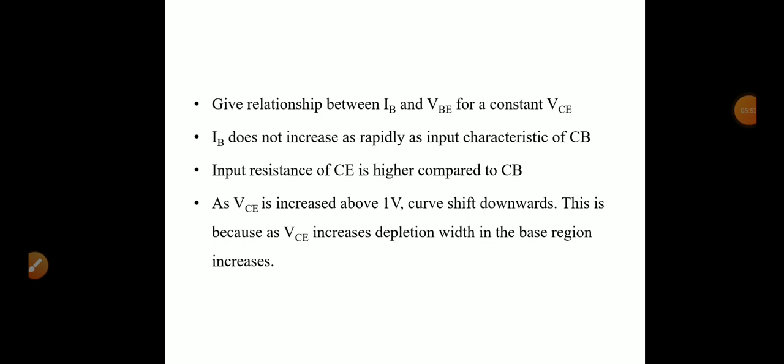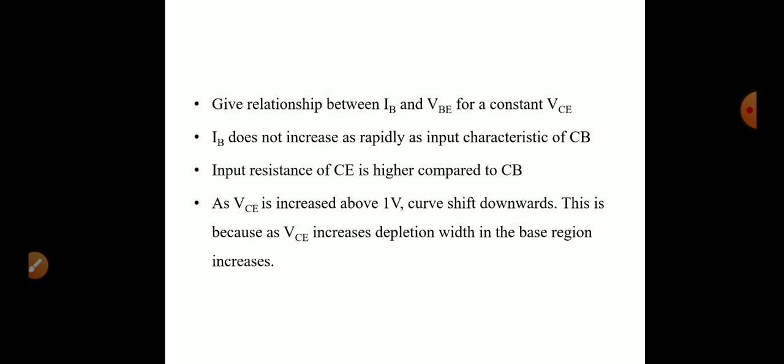Here, input characteristics give the relationship between the base current and base emitter voltage for a constant VCE. IB does not increase as rapidly as in the input characteristics of common base configuration. Input resistance of common emitter is higher compared to common base.